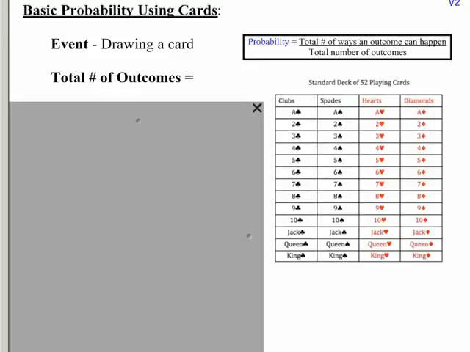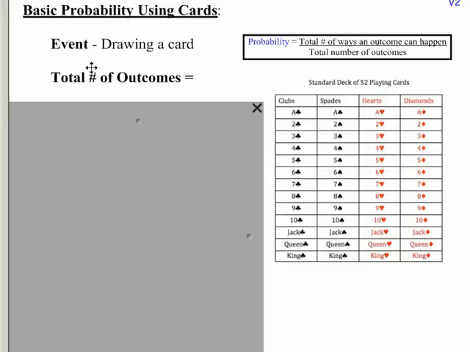We're going to take a look at just basic probability using a deck of cards, and on the right you can see a graphic that shows you all 52 cards that are in a deck. You could refer to this in your book, or you could refer to it here just to help you out when we talk about these problems.